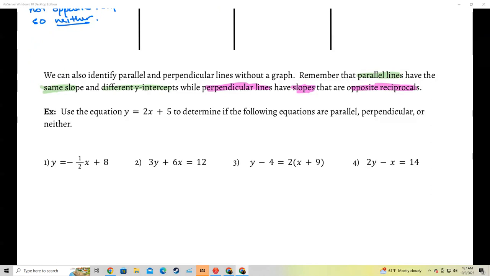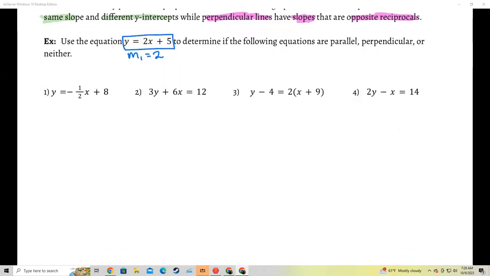All right. Use the equation y = 2x + 5 to determine if the following equations are parallel, perpendicular, or neither. I'm going to go everything off of that 2x + 5. All right, so let's see. I know my slope here is 2. And you know what? Let me go ahead and separate these because we're going to need some space.